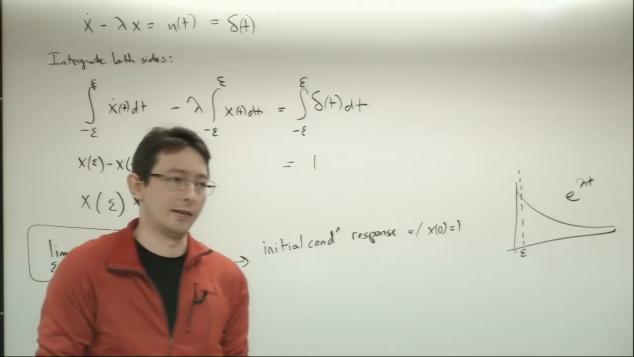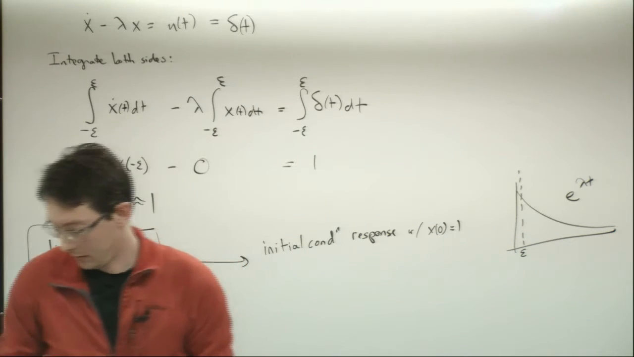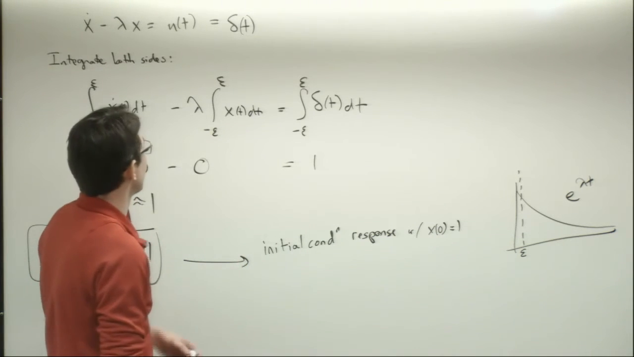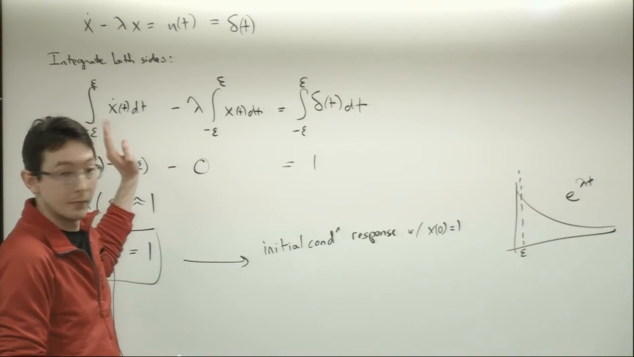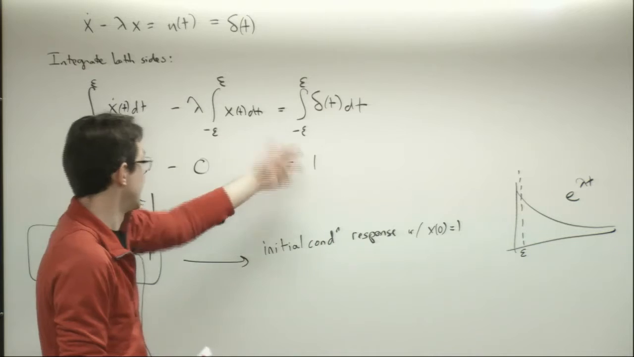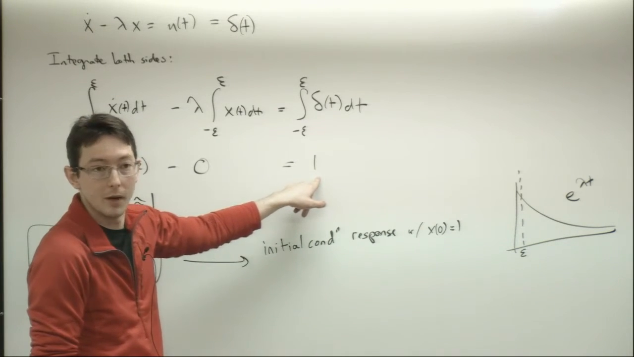Okay, questions about this? Yeah? The second term is approximated by 0. Sure. So we know that x is basically 0 for negative time. And we think x might be non-zero for 0 to positive epsilon. It's going to be close to 1.